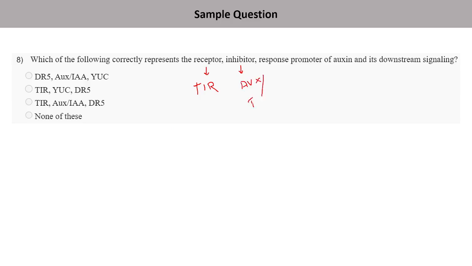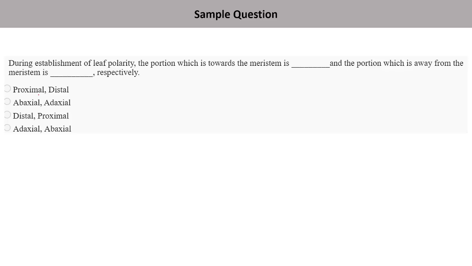Okay, and the third part is the response promoter. So the response promoter is DR5, which was the sequence of our auxin responsive element. So now the answer to this question will be TIR, OXIAA and DR5. So this will be the correct answer. I hope the question was clear. And now we'll move ahead with another question.